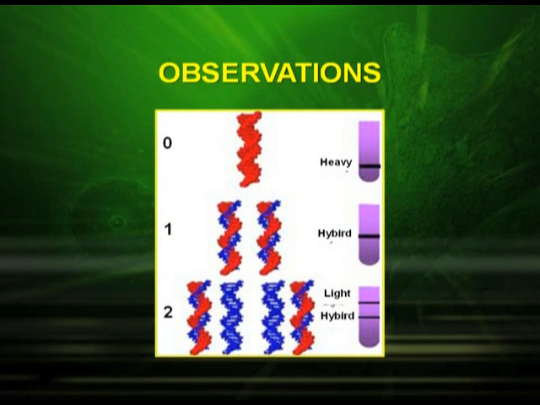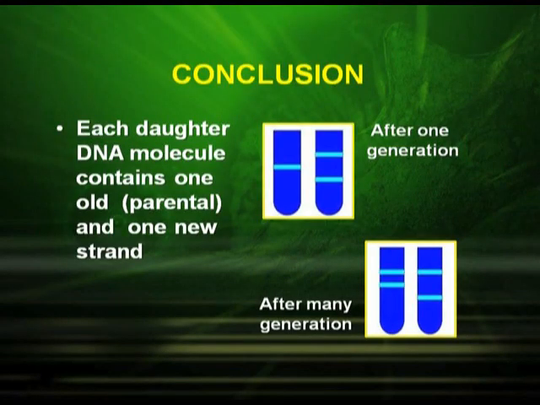On the other hand, in the second generation, when it was again centrifuged, a light DNA appeared above the hybrid DNA. So, they concluded that each daughter DNA molecule contains one old, which is a parental one, and one new strand. Now, there are two options as you can see in the picture.